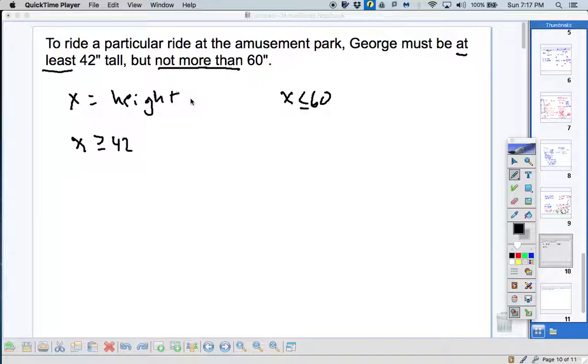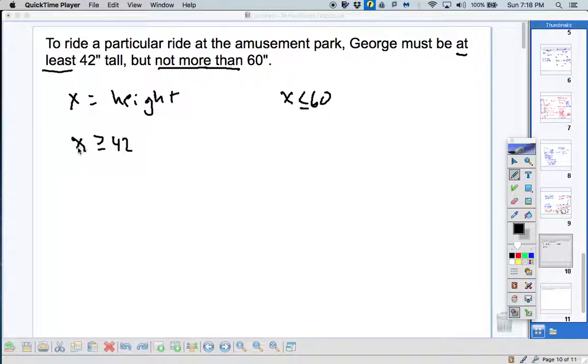Okay, and sometimes just using an example is the best way to figure out whether or not it should be an or equals to or not. So if it's an or equals to, like in this case 60 is not more than 60, then we put the little line underneath it. If it's not, then no line underneath it, just the less than symbol.